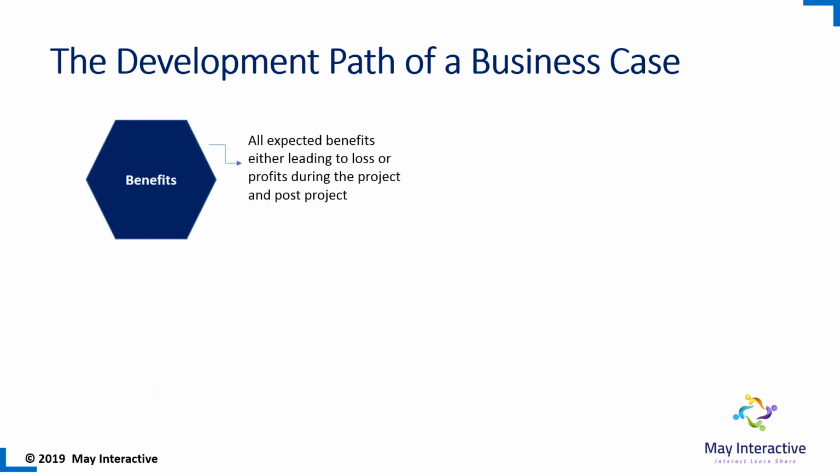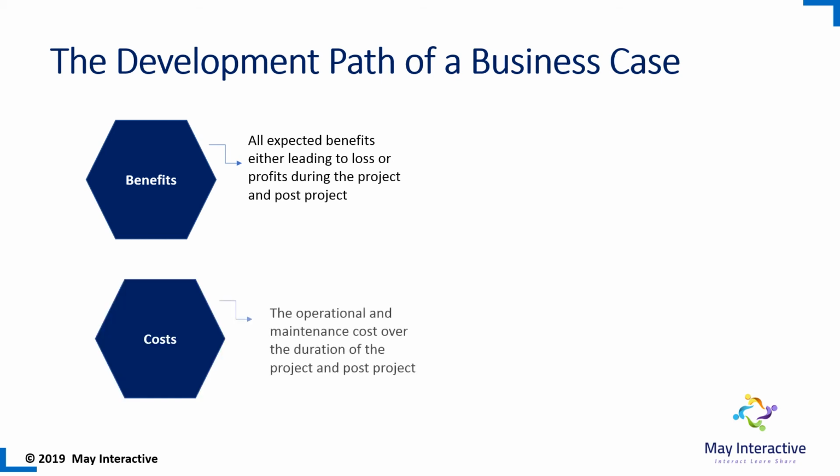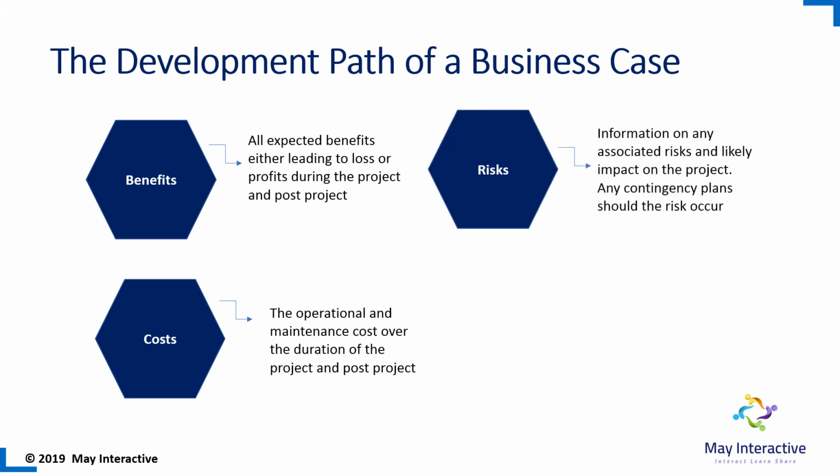Benefits: all expected benefits, either leading to loss or profits, during the project and post-project. The cost should have the breakdown of the operational and maintenance cost over the duration of the project and post-project. Any risk associated with the project needs to be documented, as well as any contingency plan should the risk occur.